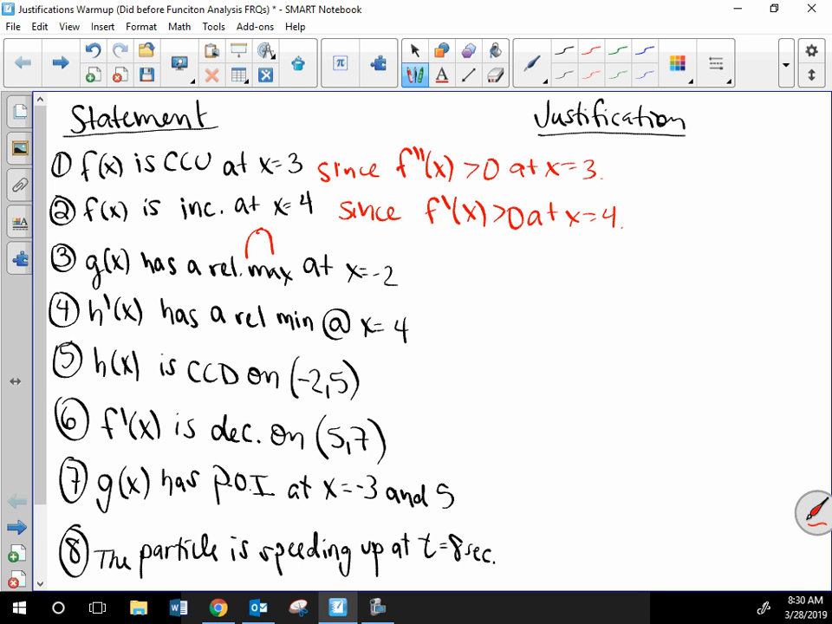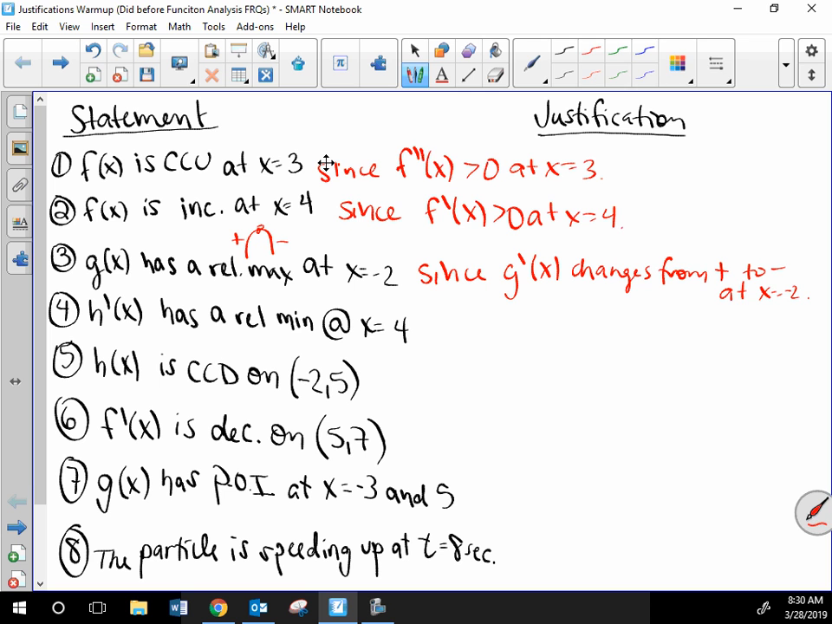All right, 3, g of x has a relative max at x equal to -2. The relative max, we have positive to negative. Make sure you are claiming that it's g that we're working with, not f here. So this will be since g prime of x changes from positive to negative at x equal to -2. Okay, do you have questions on the first 3?